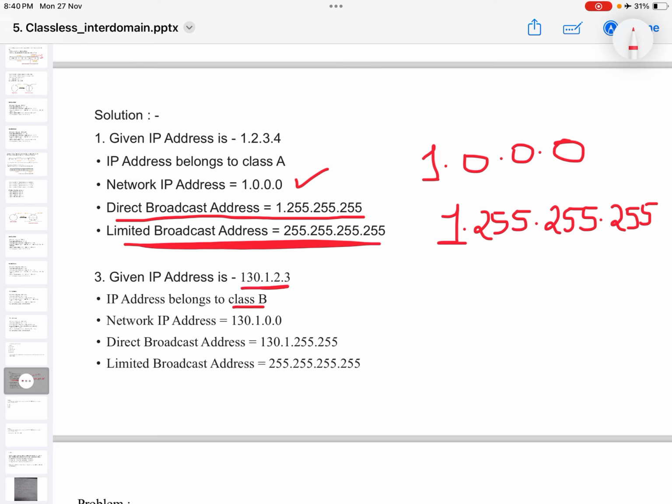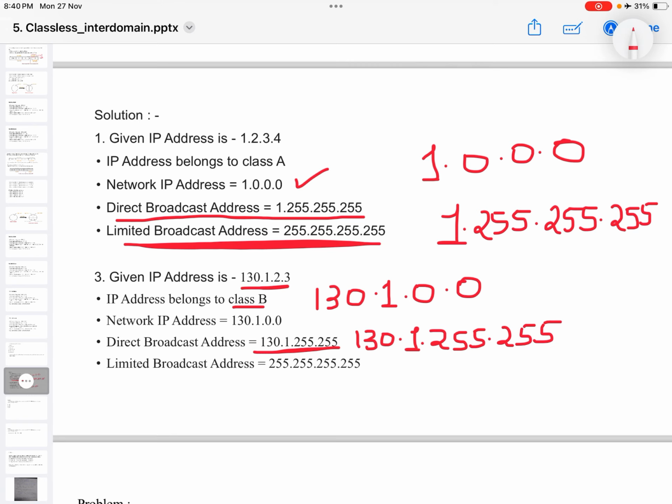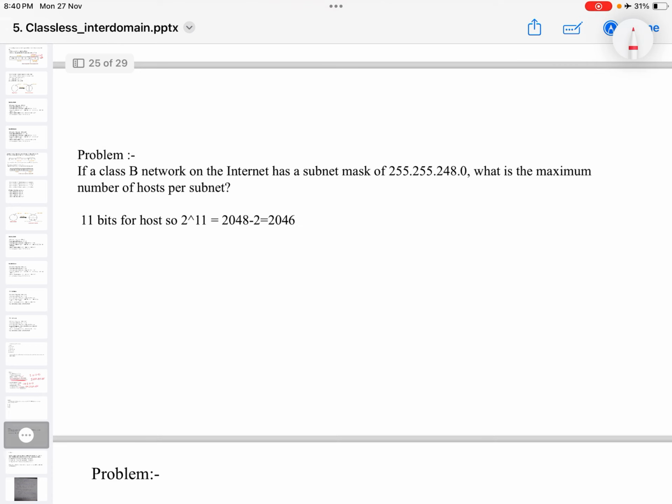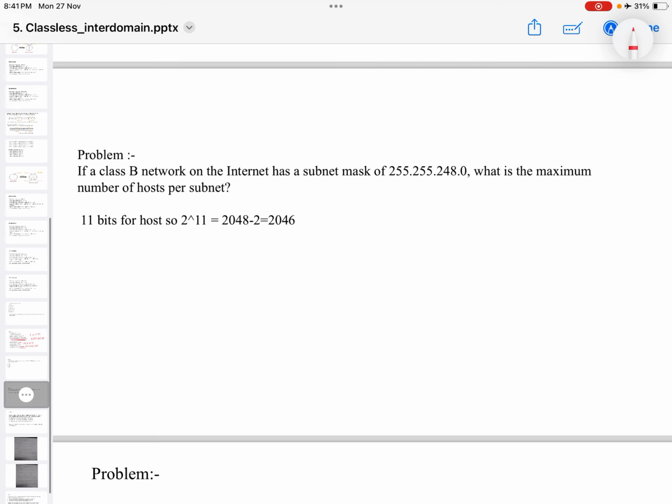So the network address will be 130.1.0.0. The direct broadcast address will be the net ID kept as it is, and the host ID becomes all ones. So 130.1.255.255, and the limited broadcast address is 255.255.255.255. If a class B network on the internet has a subnet mask of this, what is the maximum number of hosts? 11 bits for the host. So 2 raised to 11, that is 2048, minus 2, gives 2046.